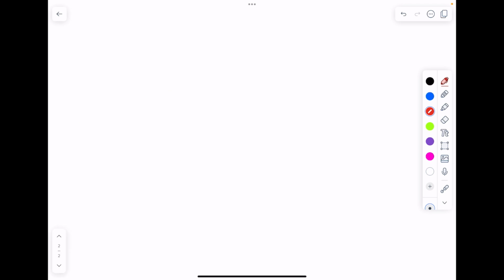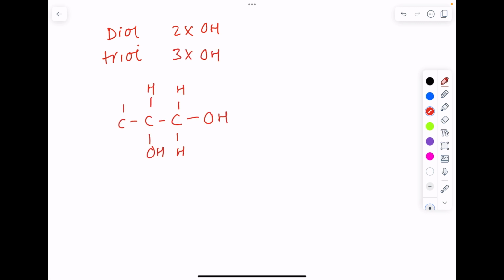If you have 2 OH groups, you have a diol. If there are 3, you have a triol. So let's name this. 3 carbons in a row, so propan, and we have the alcohol functional group on the first and second carbon, so it's propan-1,2-diol due to the presence of the 2 OH groups.